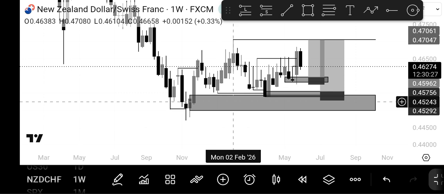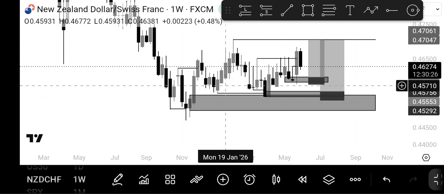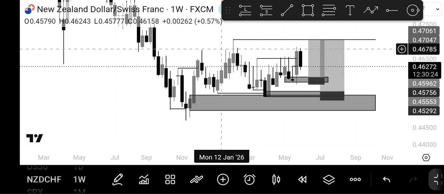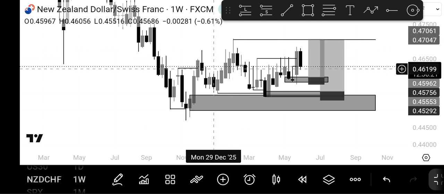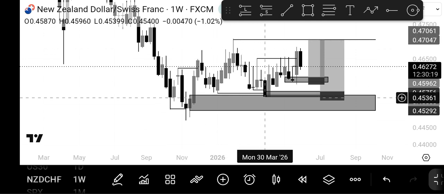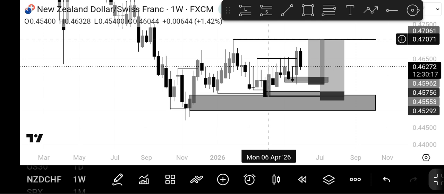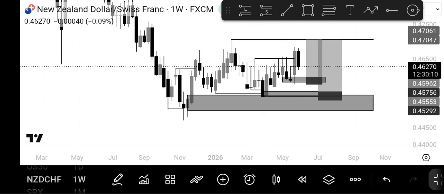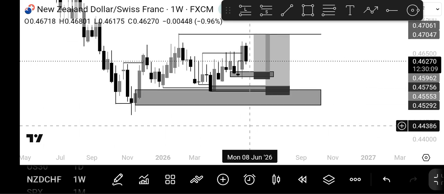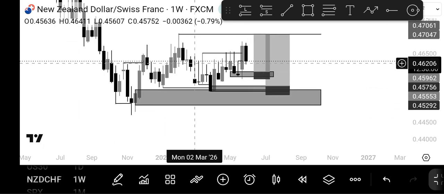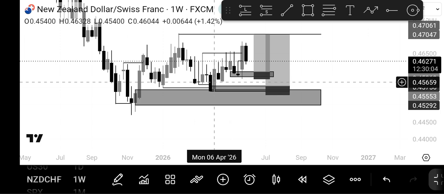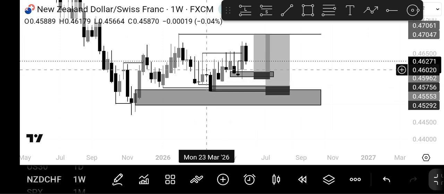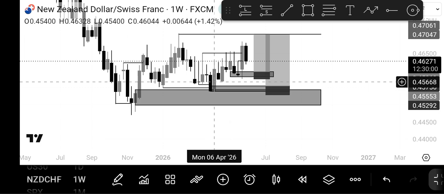You understand? So this has now turned into a trading range. Now I'm going to be trading from here to here. That is why I'm going to be taking this trade from here to here. The next thing that I will do is to read the market structure within this range. You understand?